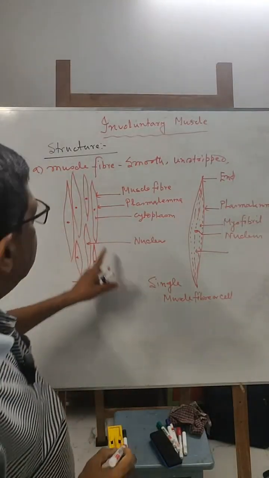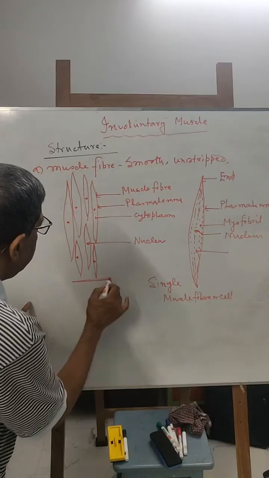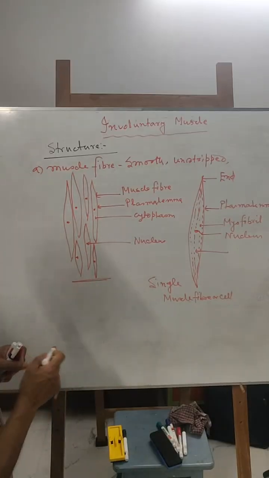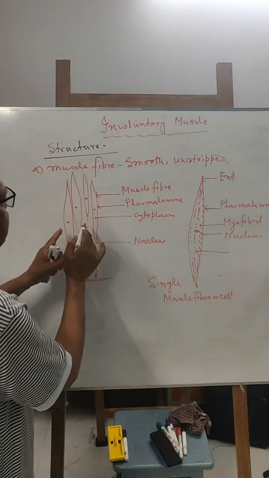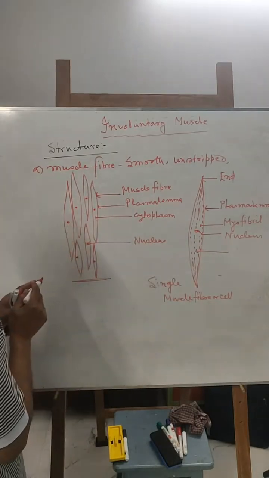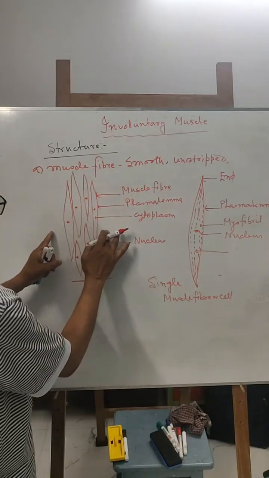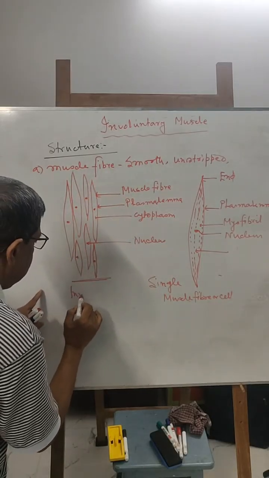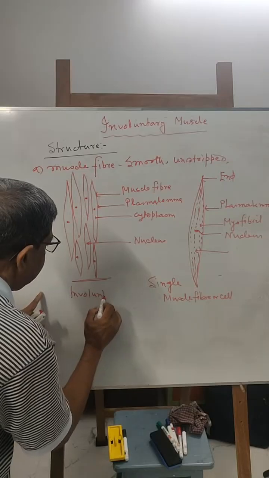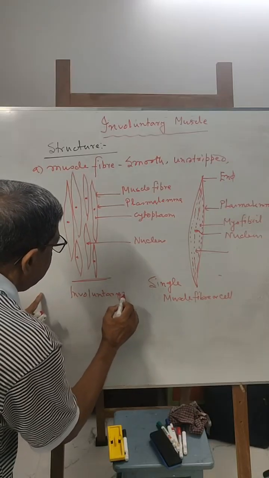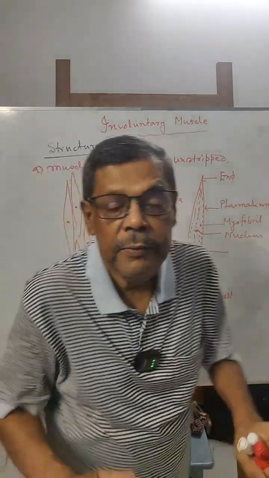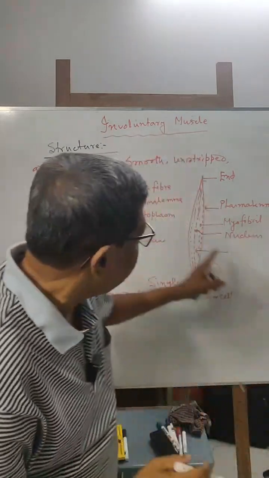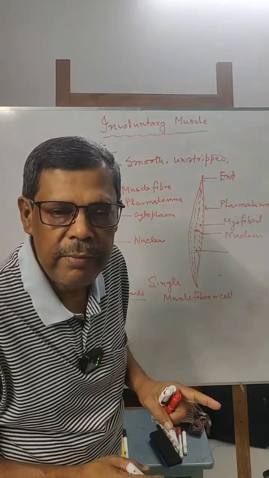This is the figure. This is a single muscle fiber. These muscle fibers comprise the involuntary muscle. This is present in the form of sheets, but this is the single muscle cell. This is the muscle fiber.